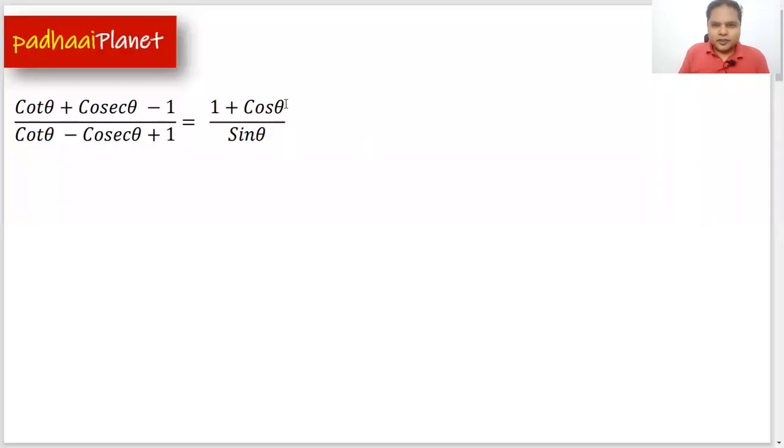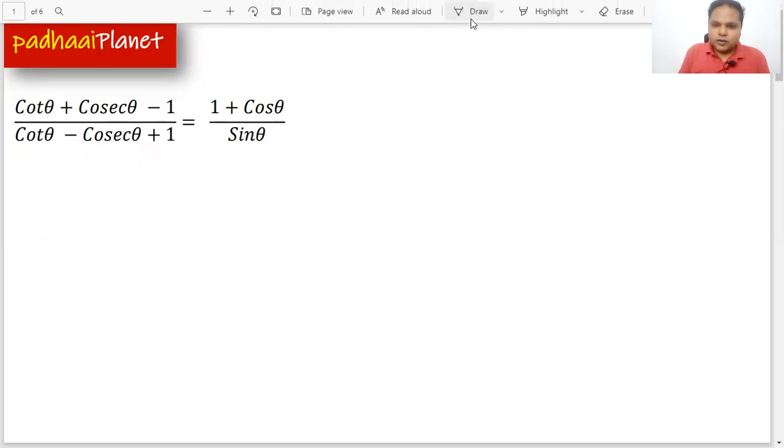So we have got another question from trigonometry here. The question says that (cot theta plus cosec theta minus 1) over (cot theta minus cosec theta plus 1) is equal to (1 plus cos theta) over sine theta. And we have to prove that this LHS is equal to the RHS.